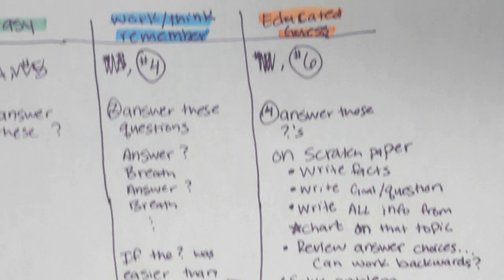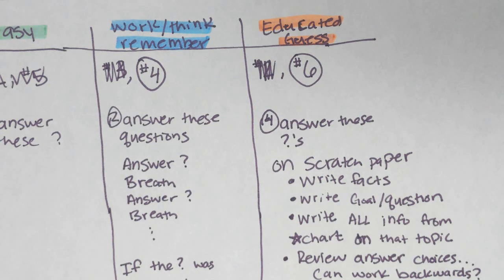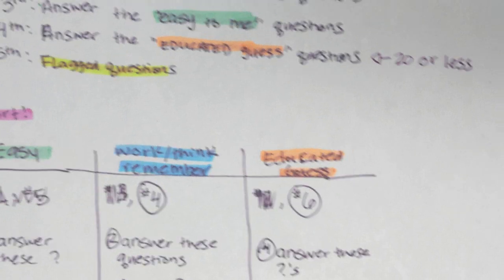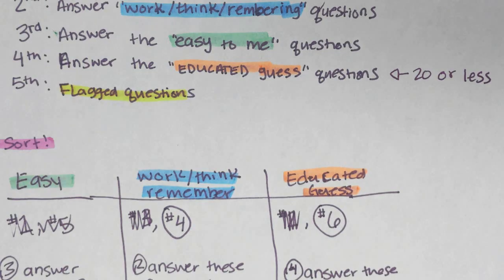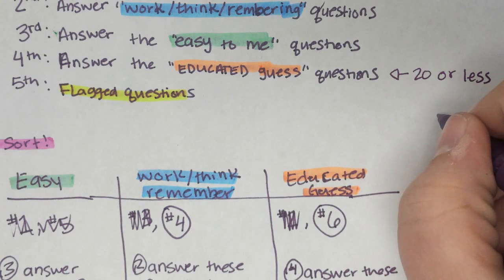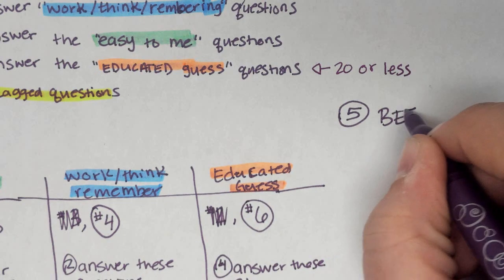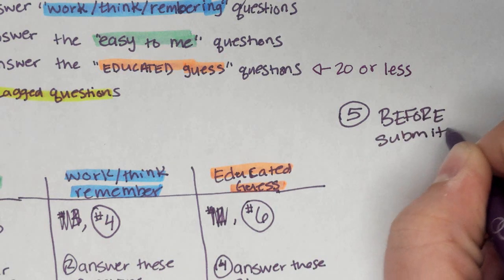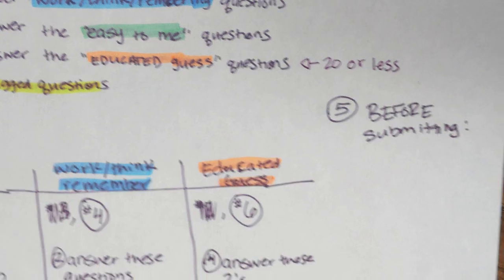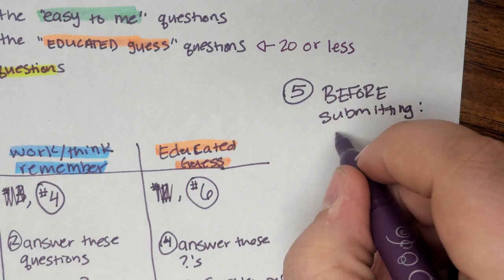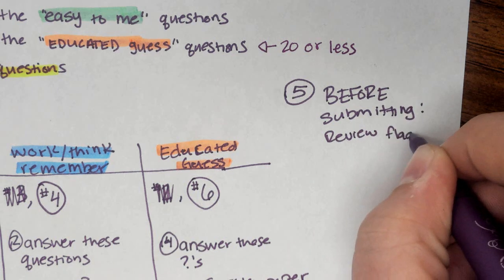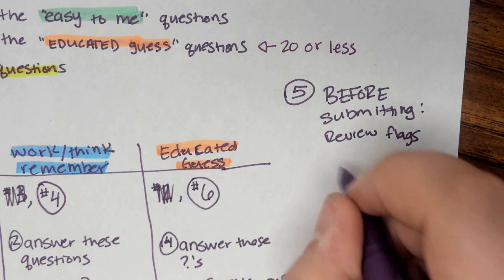Now the 5th time I go through the test is when we're going to look at those flags. The 5th time we go through the test, we're looking at the flagged questions. So before we submit our test, we go through the 5th time. So before submitting, we're going to review the flagged questions. Okay, this is going to look like checking your work.